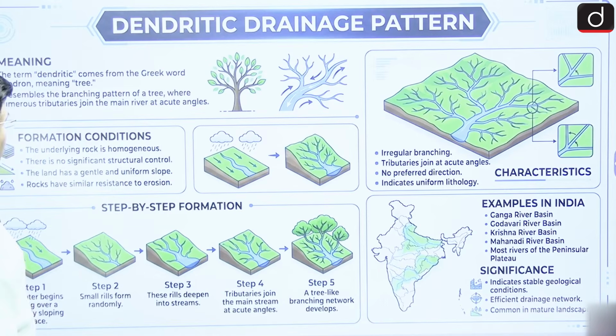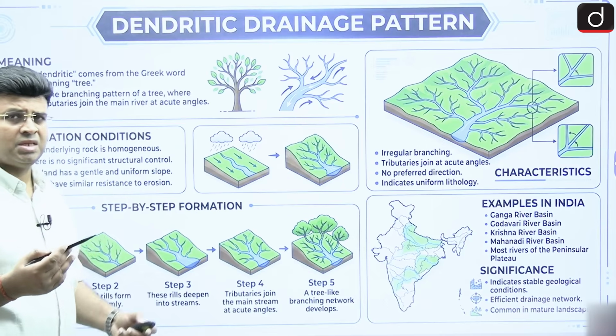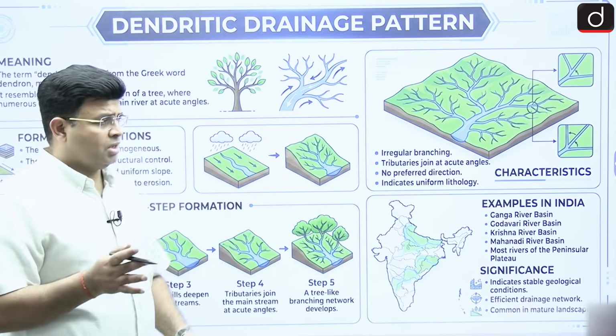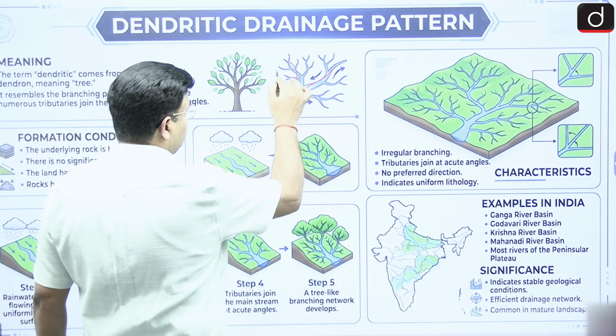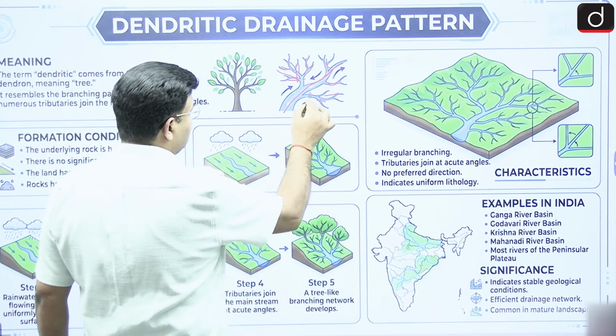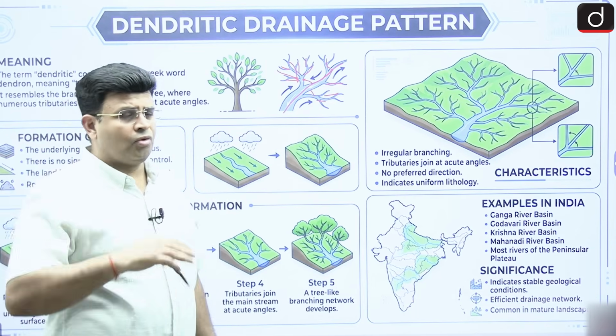Here, if I am talking about the dendritic pattern, dendritic means a tree-like structure. Here you can say this is the main river and there is a tree-like structure, some tributaries are coming, and they are meeting at an acute angle. These rivers meet at an acute angle, and they flow at the mature stage.